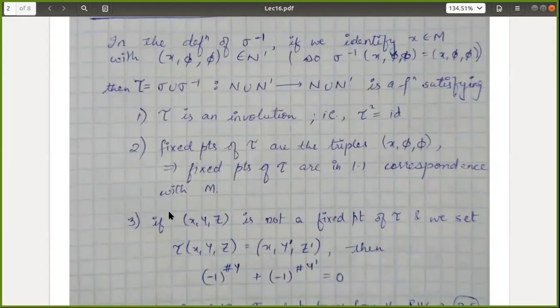So if x, y, z is not a fixed point of tau, and we set tau of x, y, z to be x, y prime, z prime, then -1 raised to cardinality of y plus -1 raised to cardinality of y prime is 0, right? Because this goes to itself, and then when you would apply tau here, you will come back to this. So they sort of cancel out with each other. Okay.